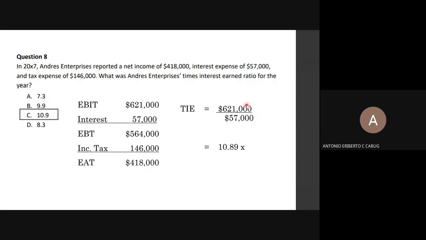EBIT ang numerator, ha? EBIT ang ating numerator. Take note of that. Mga iba nagiging careless dito. Gusto natin malaman kung meron ba tayong sufficient EBIT to cover interest expense. We want to know whether there's sufficient EBIT to cover the interest expense. So your numerator should be EBIT. Meron. Kaya mong bayaran 10.89 times yung interest expense with this amount of EBIT. C.